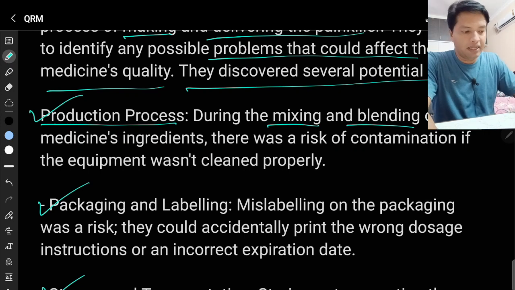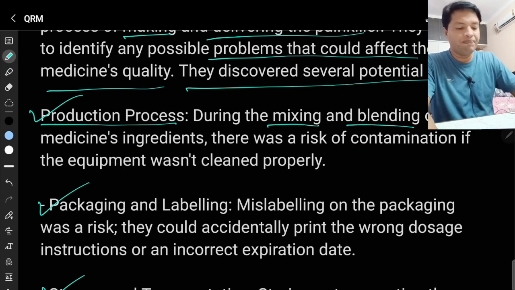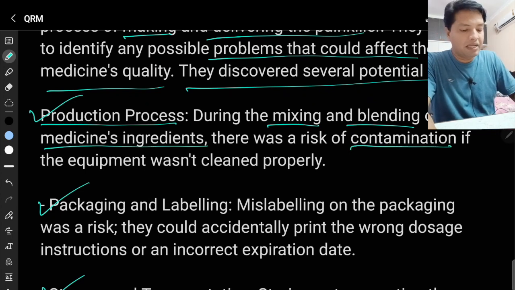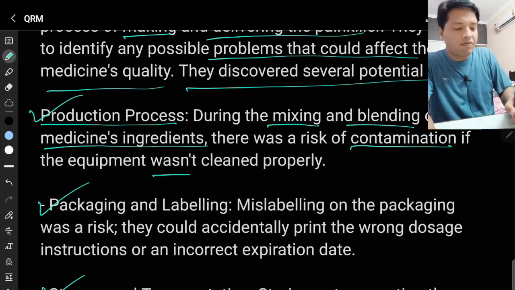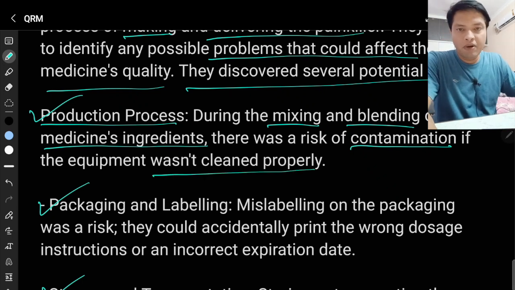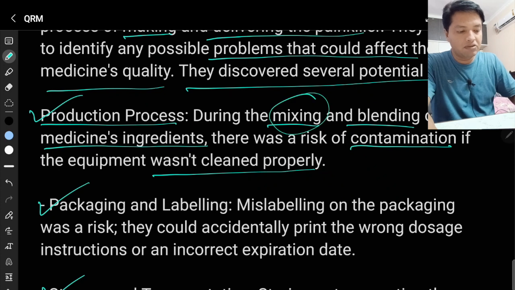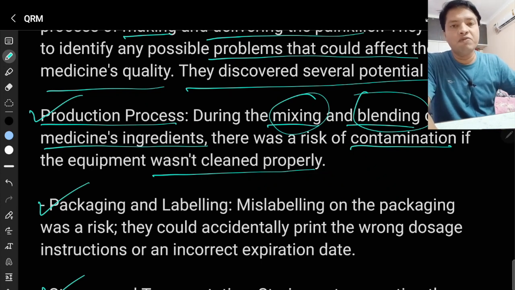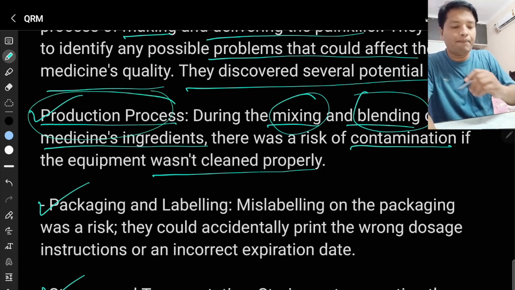While mixing and blending, they found that in this production process, the medicine's ingredients are at risk of contamination if equipment was not cleaned properly. When they are mixing, they are using blenders for mixing, okay, V-cone blender, double cone blender. In that blender, your medicines are going to get contaminated by other things if those blenders are not washed properly. So one risk is arising from the production process.